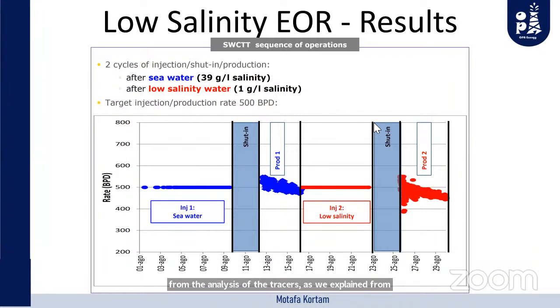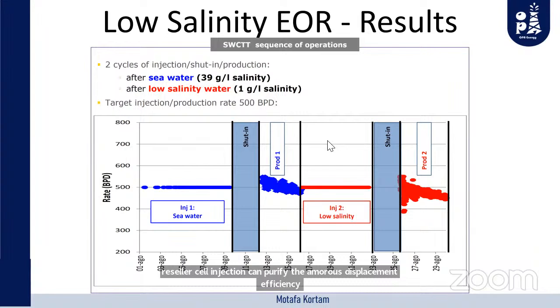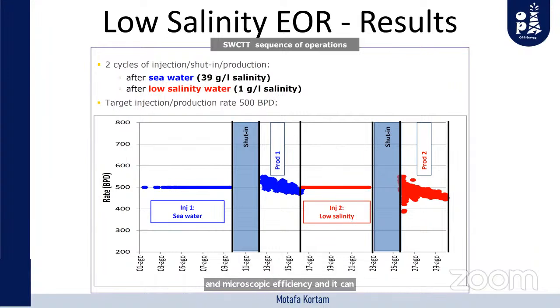If we found that the residual oil from the low salinity shows a reduction over the seawater, that indicates that the low salinity injection can provide a better sweep displacement efficiency and microscopic efficiency, and it can displace more oil than the seawater.